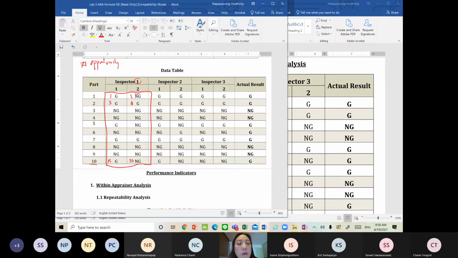to tell the result is the total number of parts times the number of, sorry, the number of times that they do inspection. Number of repeatability, okay, sorry.